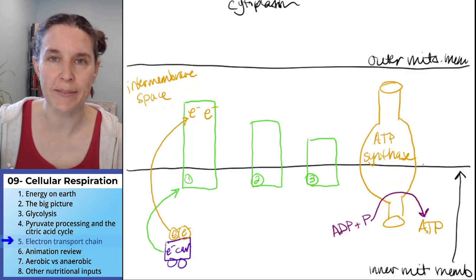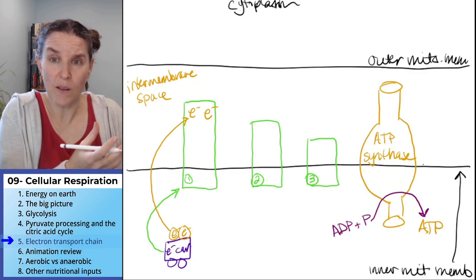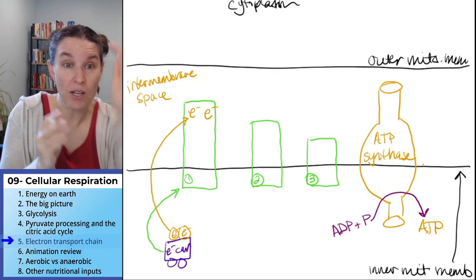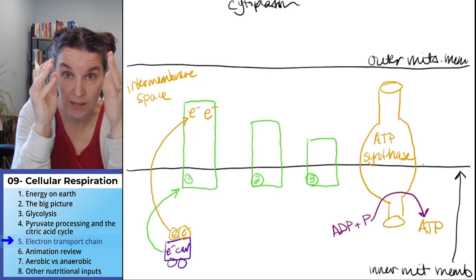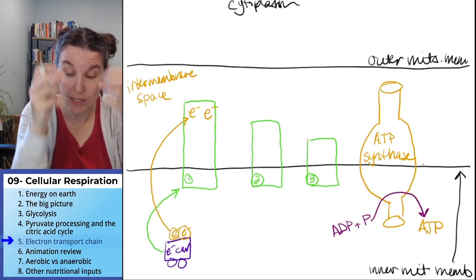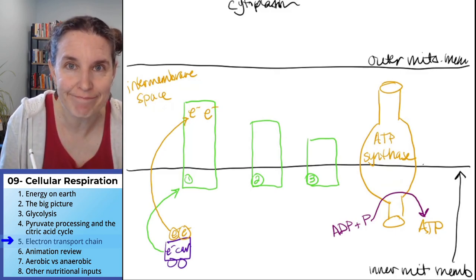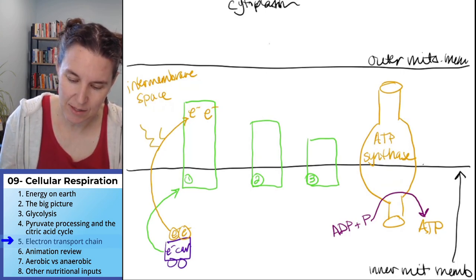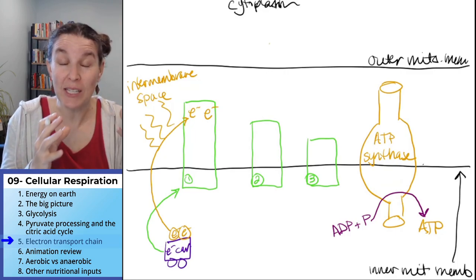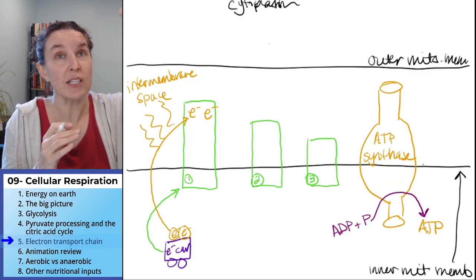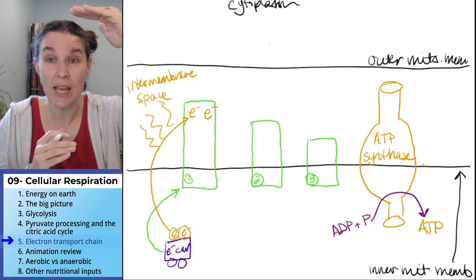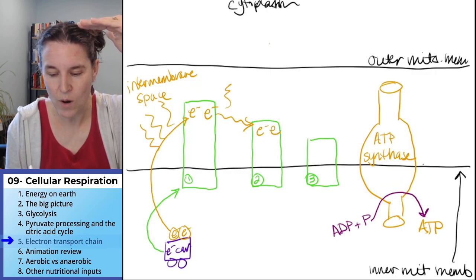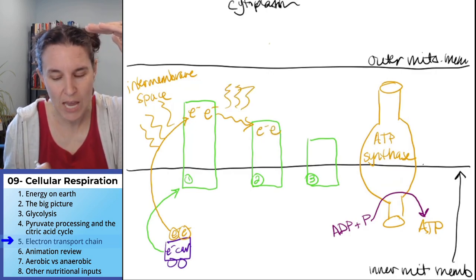Now, here's how I imagine what's happening. The electron carriers have high energy electrons. They pass the electron to the first protein. That first protein grabs those electrons. And in that passing, there was some energy released. I think of it this way, that we have these high energy electrons that have a lot of potential energy. And then we pass them downhill. And more energy is released.